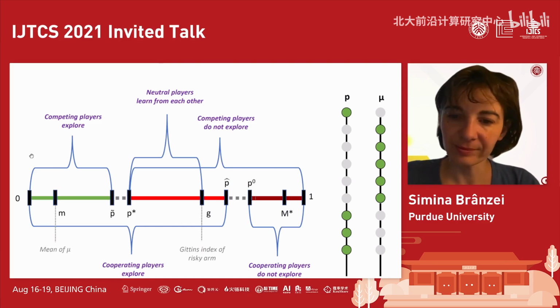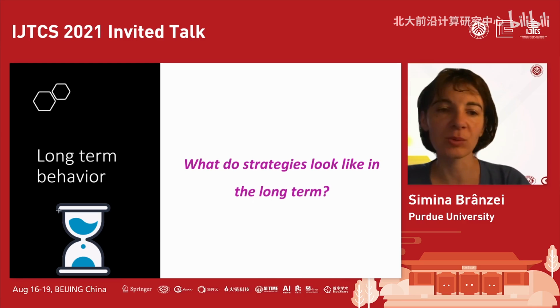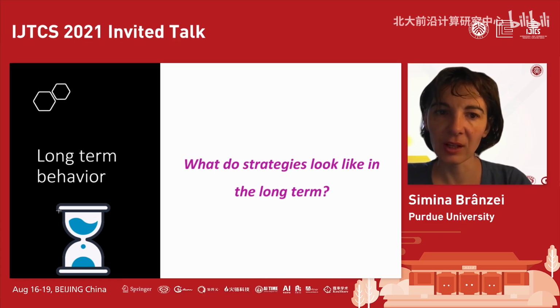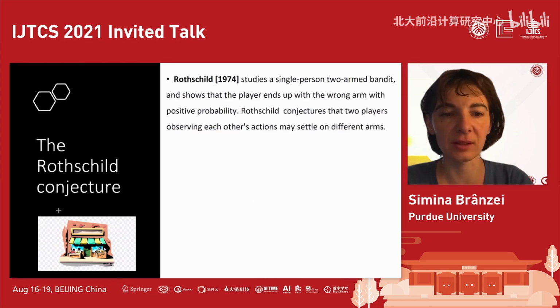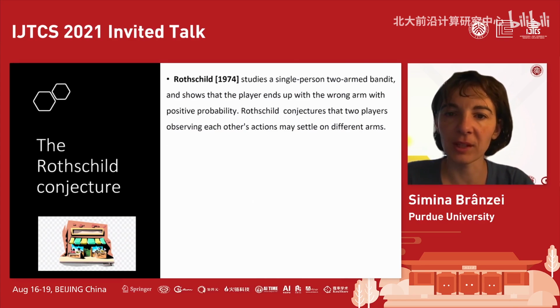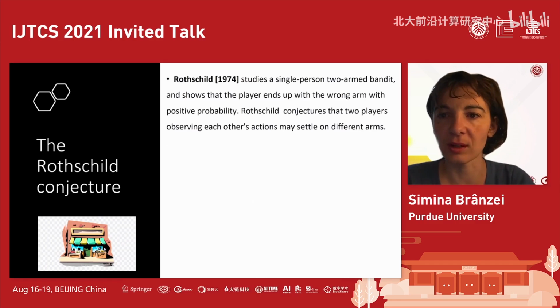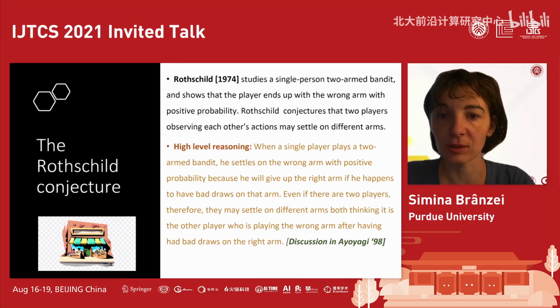Okay. So there is a question. Here I talked about what happens if the players are exploring at some point versus not at all. But what happens in the long term with their strategies? And this is related to some work in economics by Rothschild and follow-up work by others. Rothschild studied a single-player two-arm bandit problem and showed that the player ends up with the wrong arm with positive probability. And he conjectured that this can also happen with two players that are observing each other's actions, that they may settle on different arms.